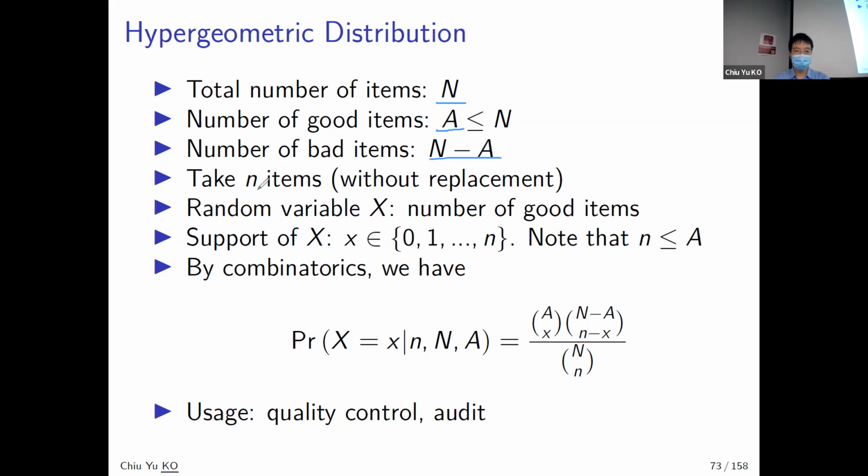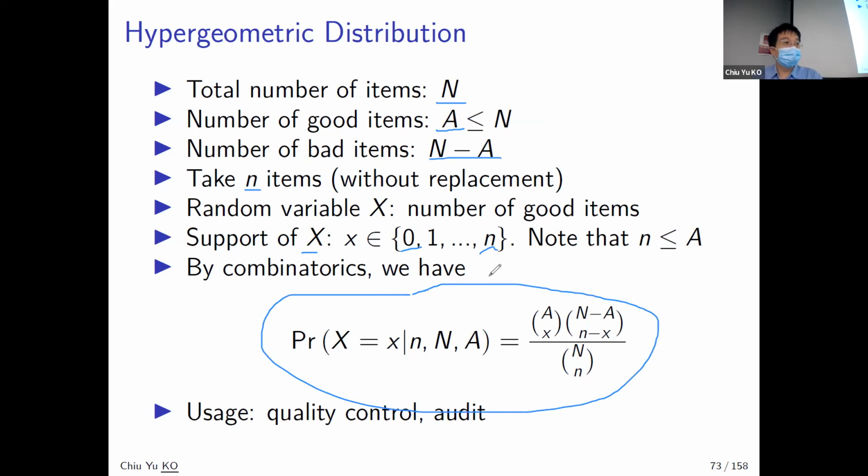You try to take n items out of it, and the question is, how many of them are good items? So that's X, okay? And X goes from 0 up to n. And by combinatorics, this is the idea. And it's very useful for quality control and audit, okay?